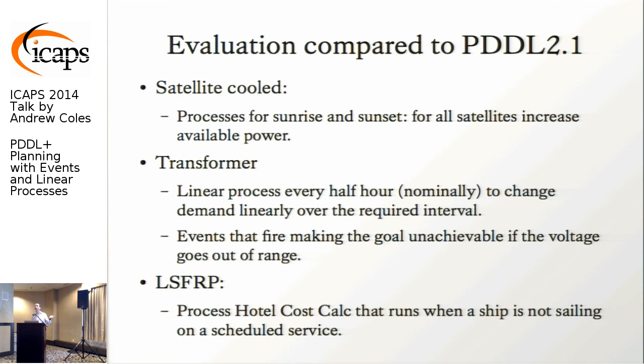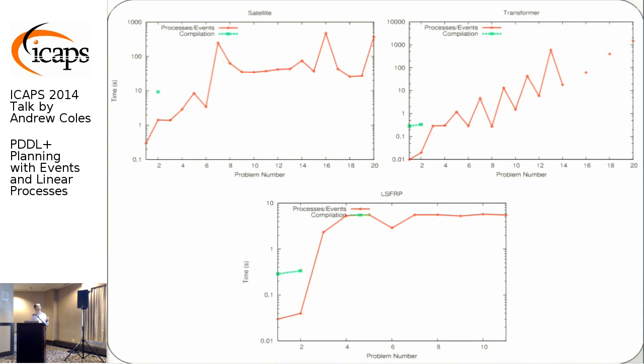The other domain we have is a variant of one we presented in ICAPS 2012 on the liner shipping fleet repositioning problem. And the thing we have here is a process that counts cost, because when a ship leaves its initial port and before it gets to its destination port, you've got to pay the wages for people on that ship, so you have a hotel cost. And predictably, it was a runaway success.